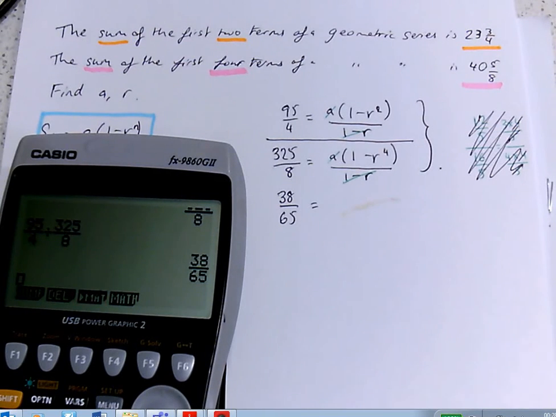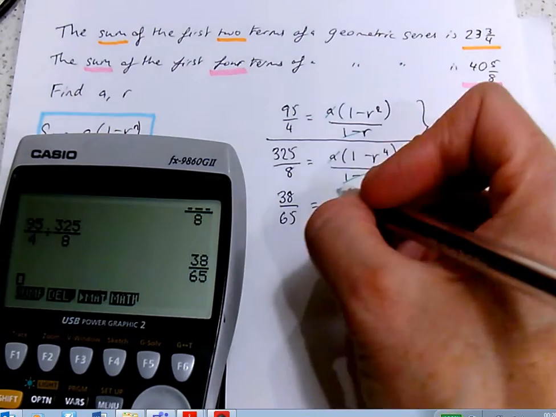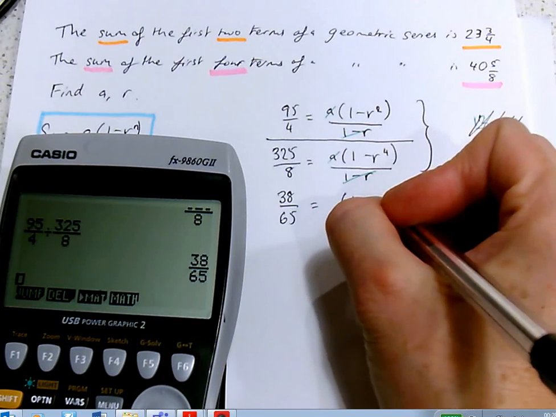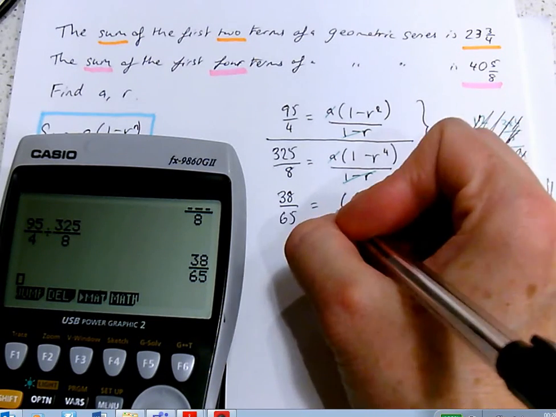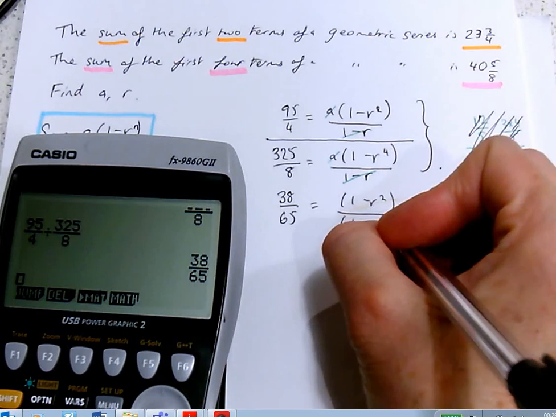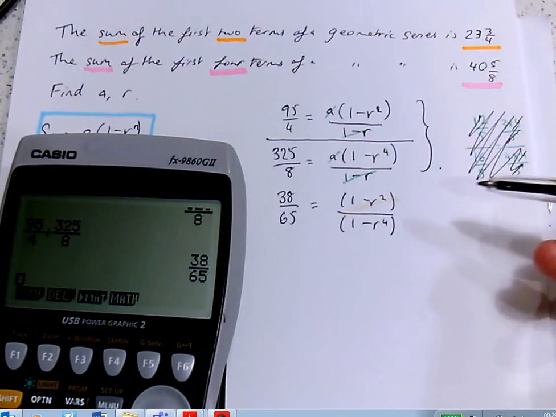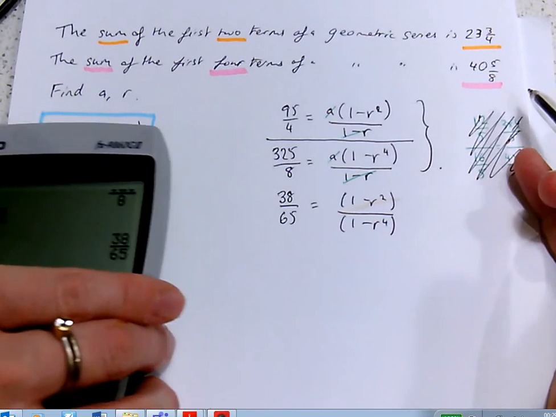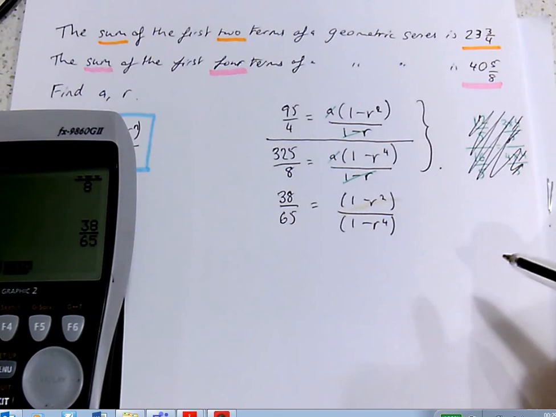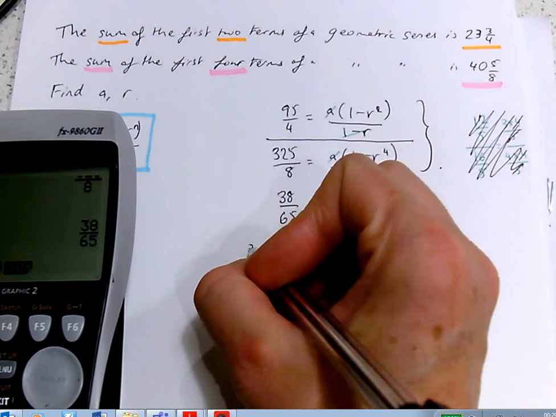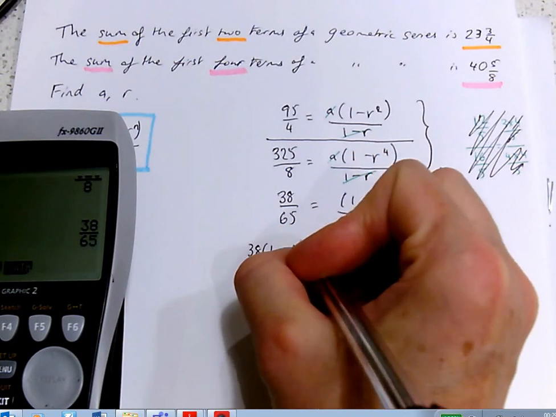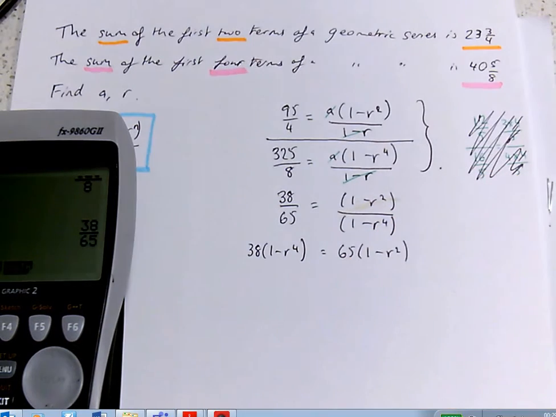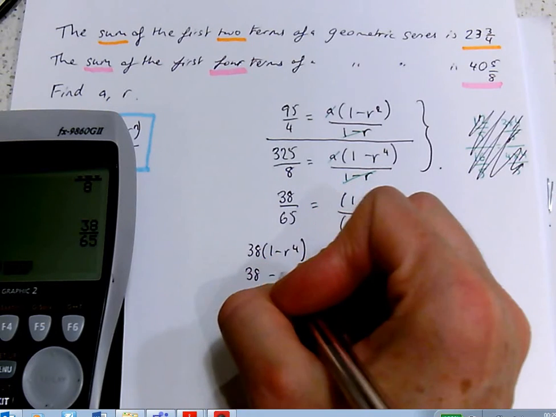Okay, so here we are. We've got something a little simpler now. So we know that 38/65 is the same as (1 - r^2)/(1 - r^4). Okay, so we don't like having denominators in our equations. Let's multiply through by 65 and by (1 - r^4), and expanding the brackets.